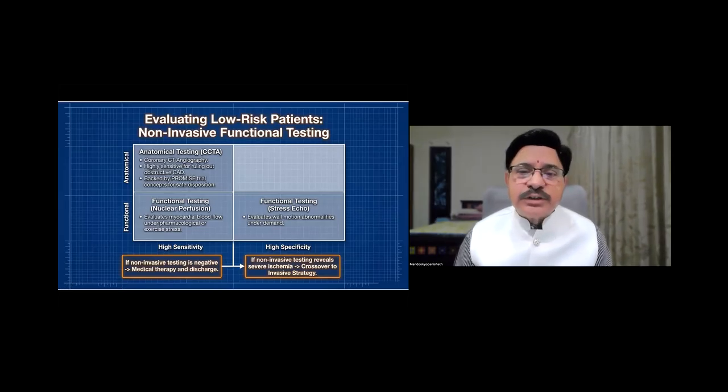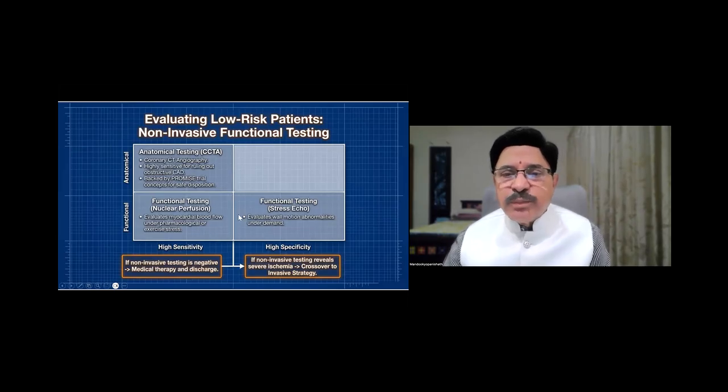Non-invasive functional testing. This is exactly where our patient is today. We are doing this test for him. Functional testing, stress echo, is what we are thinking.